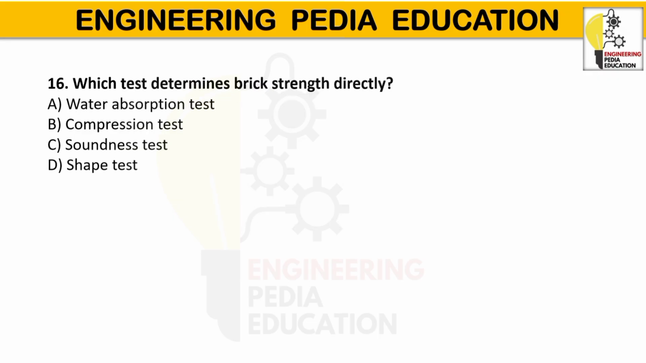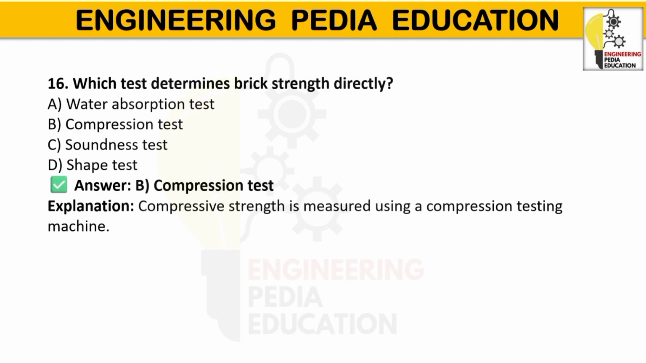Which test determines brick strength directly? Water absorption test, compression test, soundness test, or shape test. So the correct answer is compression test. The compression test is measured using a compression testing machine. It determines the total compressive load which can be borne by the brick. So the test which determines brick strength directly is the compression test.